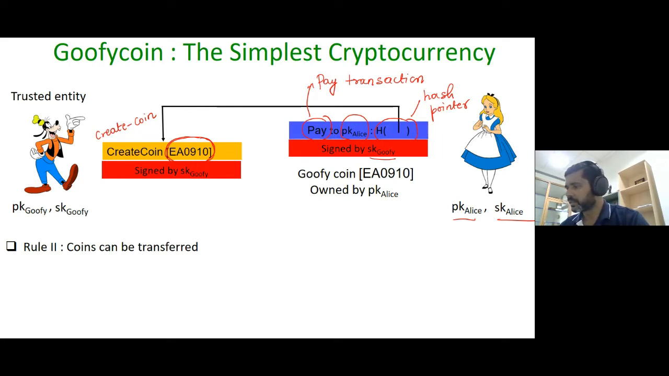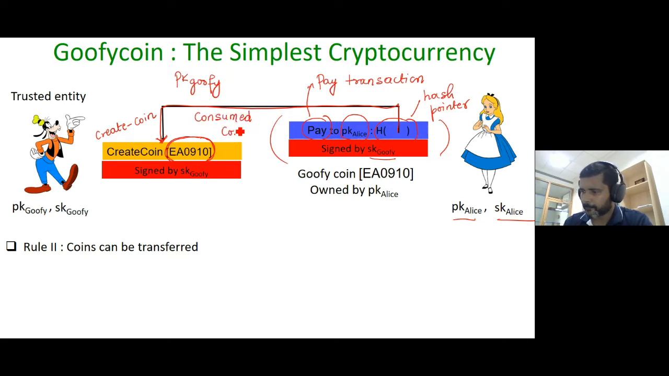So how can she verify whether this is a valid transaction? She can check whether this transaction is signed by Goofy or not. That she can do because the public key of Goofy is available in the public domain. So she can verify whether this transaction is properly signed or not. And then she will follow the hash pointer and trace the currency that is getting consumed in this transaction. So this is the consumed coin. So Alice has to verify whether indeed this coin exists or not with an entity who is signing this transaction. So this transaction is getting signed by Goofy.